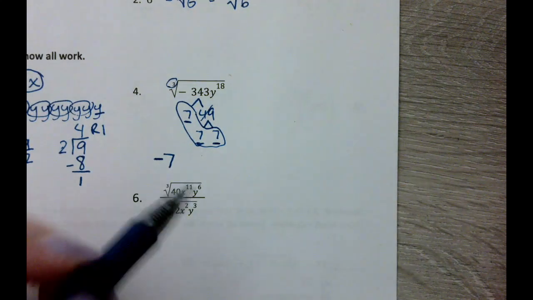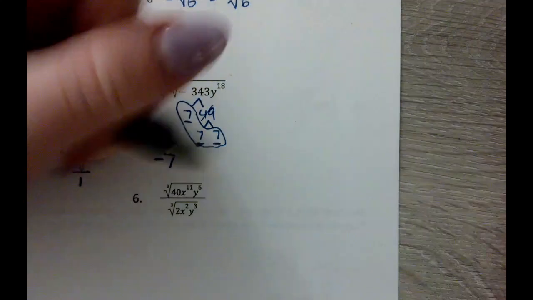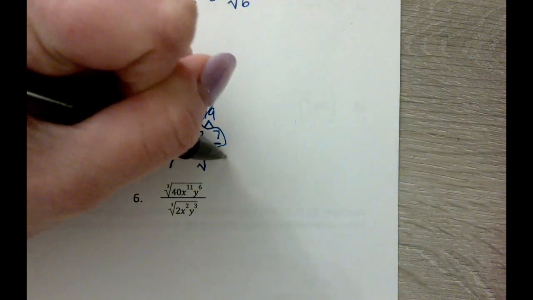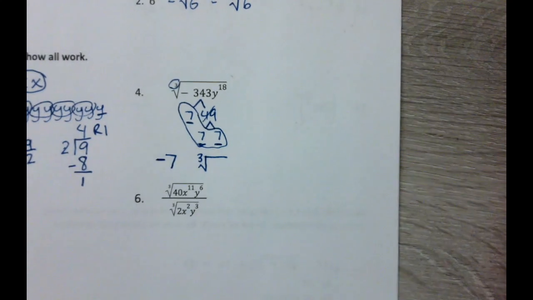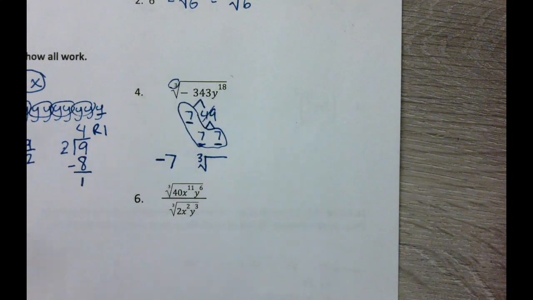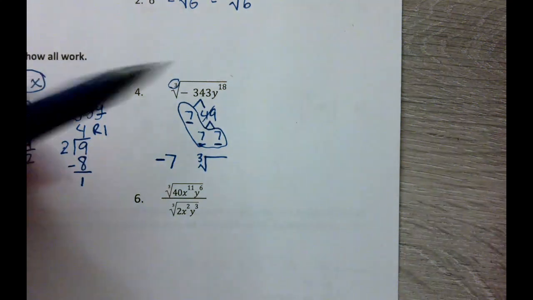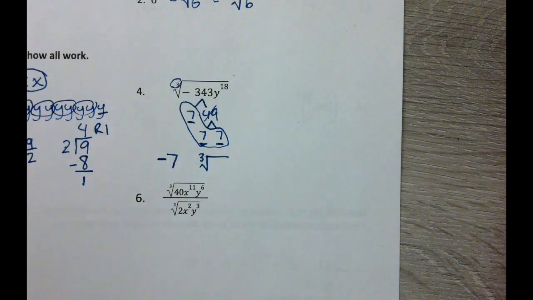Now to set up my answer, I am going to go ahead and put a radical there just in case I need it. It's a cube root because that's what we have in the problem. Leave some space in case some y's come out, which there will be some y's that come out. Okay, I broke down the 343. Let's break down the y's.